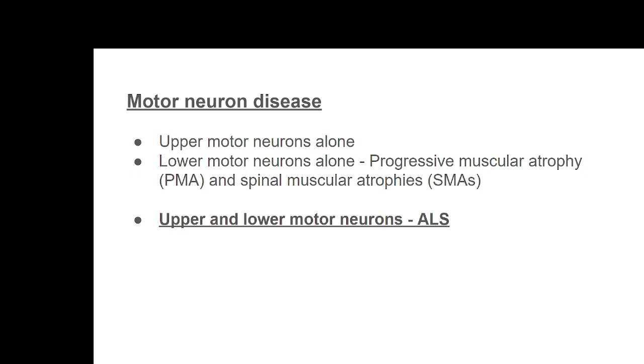So, I would try to make it as simple as possible, and based upon that simpler classification, motor neuron diseases could be grouped under three heads: upper motor neuron alone, which is also called primary lateral sclerosis, or lower motor neuron alone, that's also progressive muscular atrophy and spinal muscular atrophies. Then upper and lower motor neurons, which is amyotrophic lateral sclerosis.